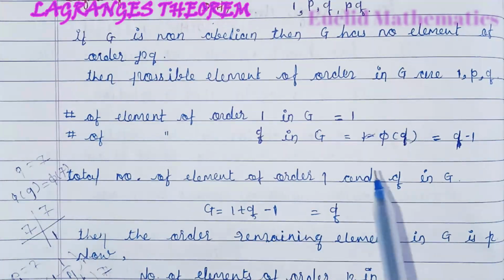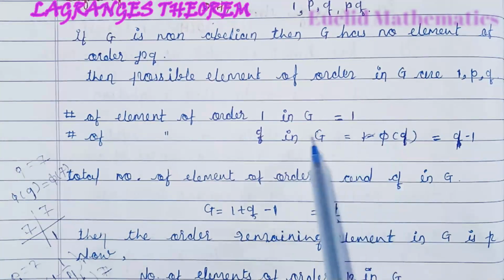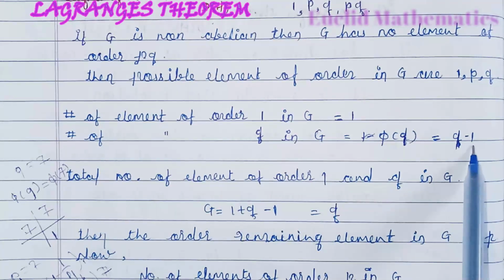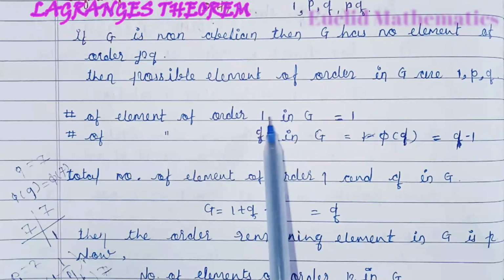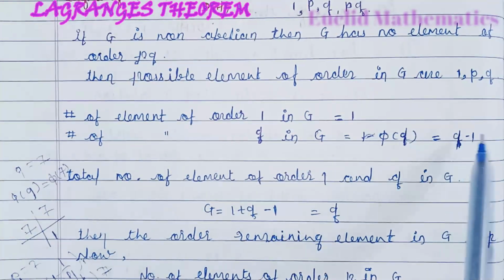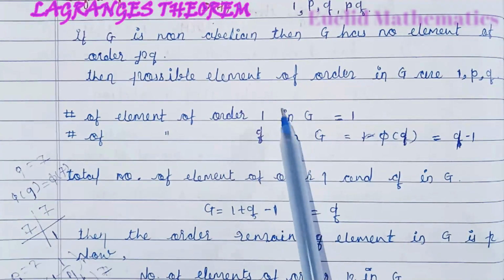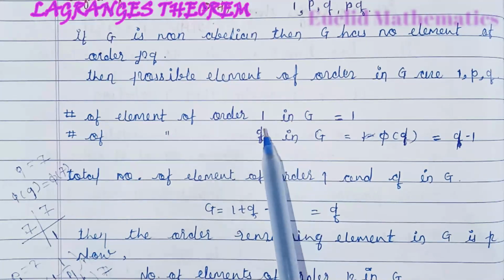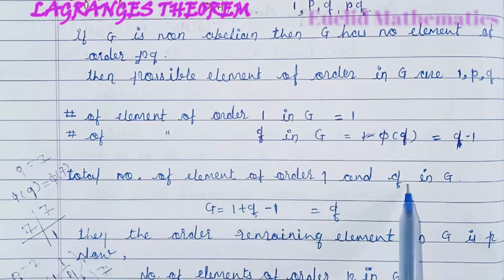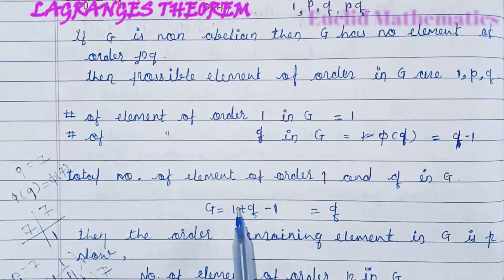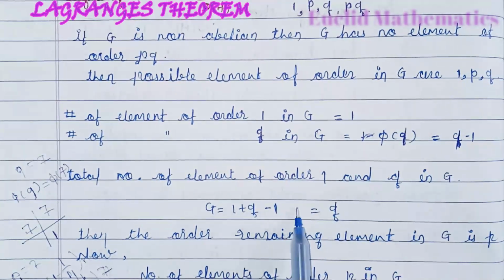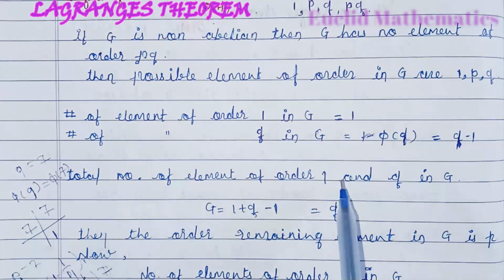So I got the element of order 1, which is 1, and the number of elements of order q in G is q minus 1. Then the total number of elements of order 1 and q is q minus 1 plus 1, that is, the addition of these two. So the total is 1 plus q minus 1; the 1 and minus 1 cancel, and only q remains. So the total number of elements of order 1 and q is q only.